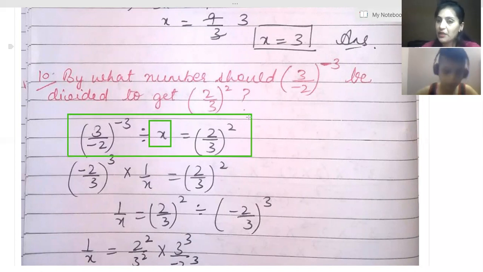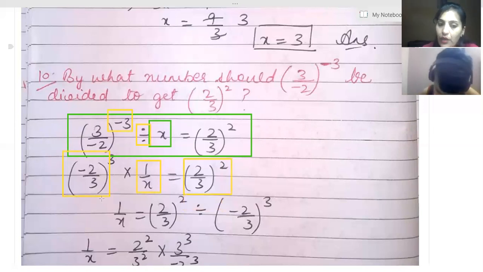We converted the first question into equation form. Now what I'll do, I will change this minus power into positive. So I'll reciprocate the number, (-2/3)^3, and this division sign is being converted into multiplication sign. So it becomes 1 by x is equal to (2/3)^2. Clear beta?